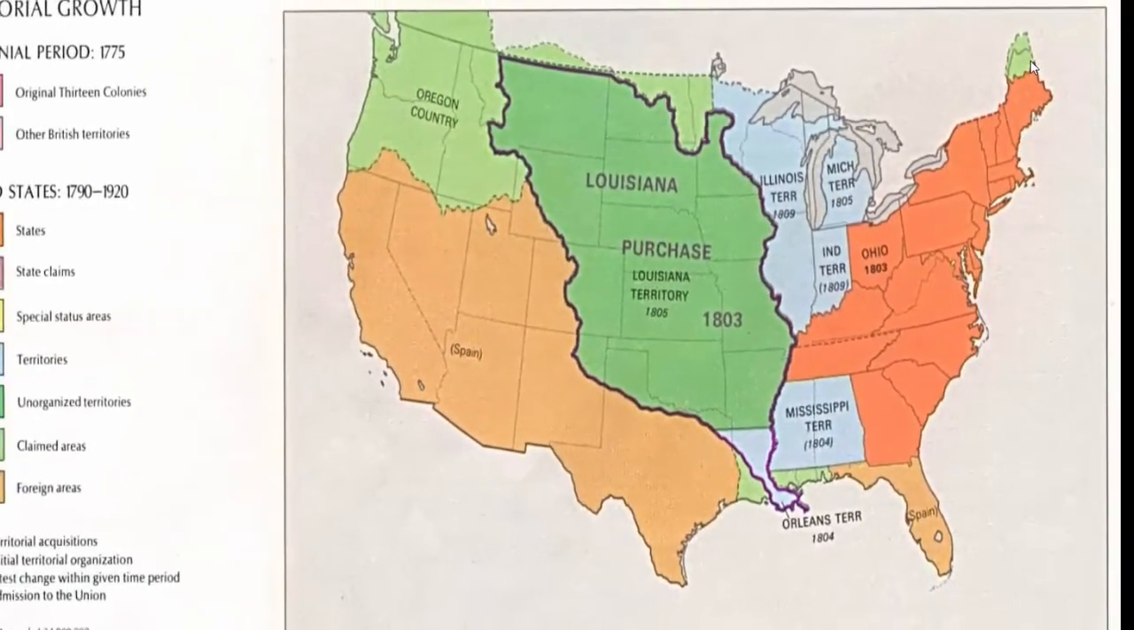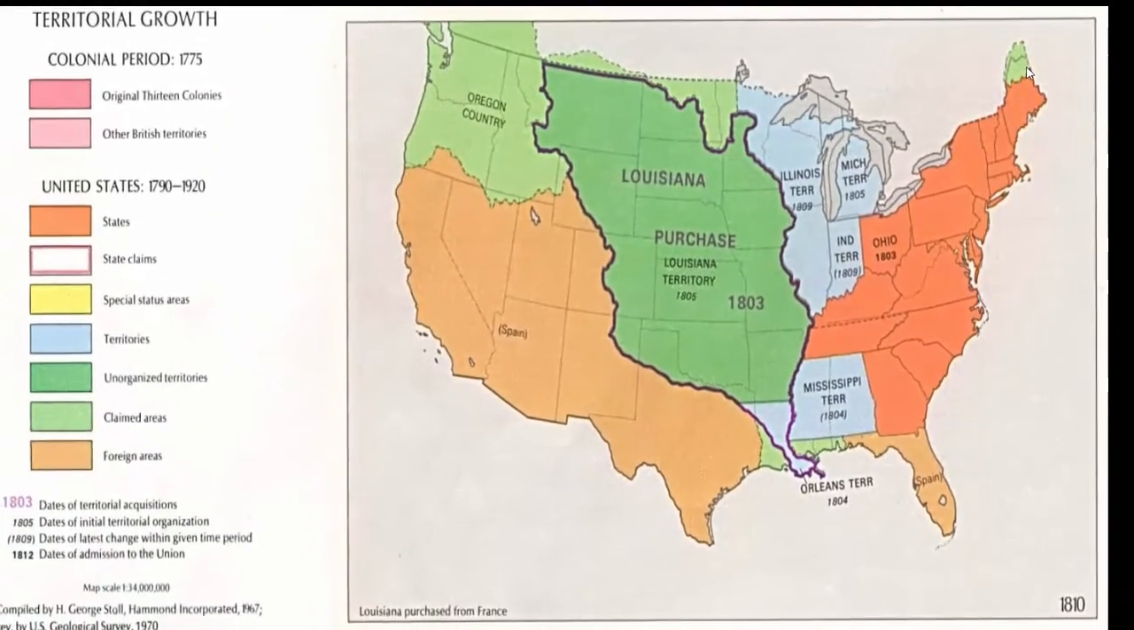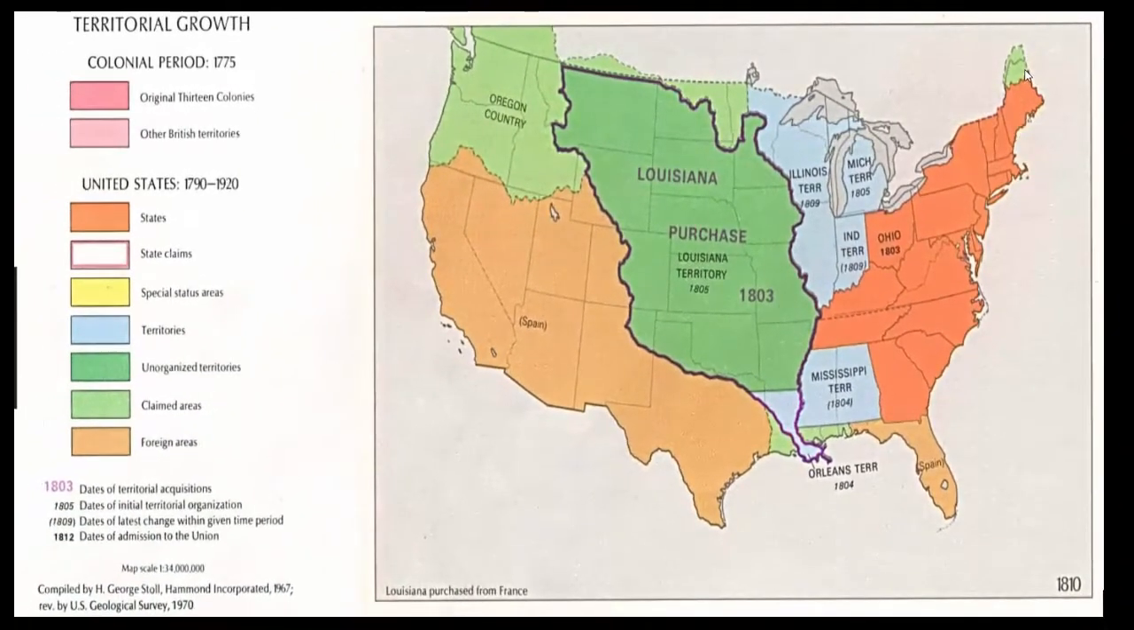That's a power that's given to Congress. So he had to find a loophole. He violated his own strict interpretation of the Constitution by making a treaty to purchase land from France.